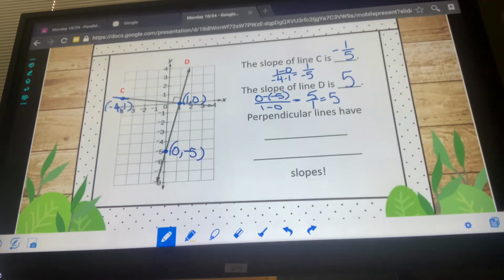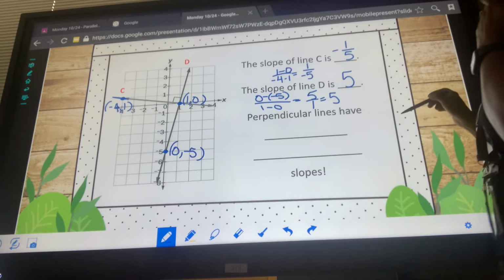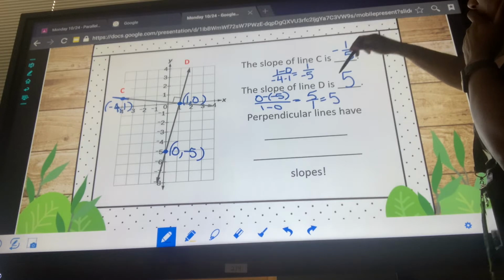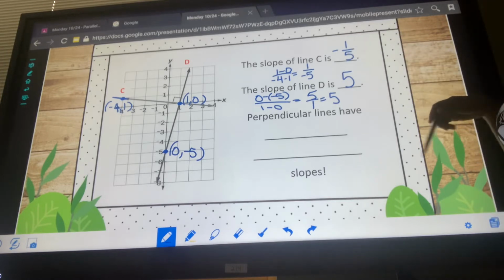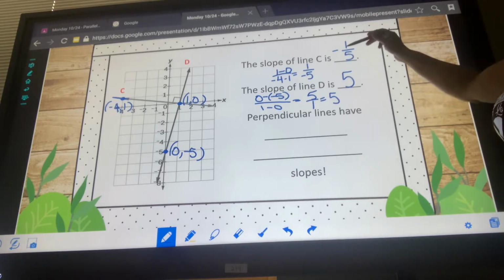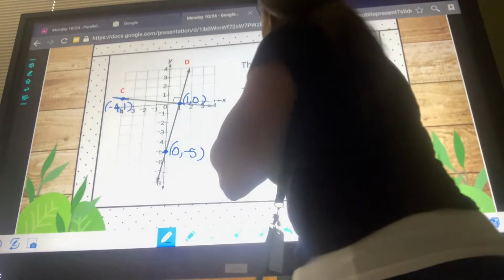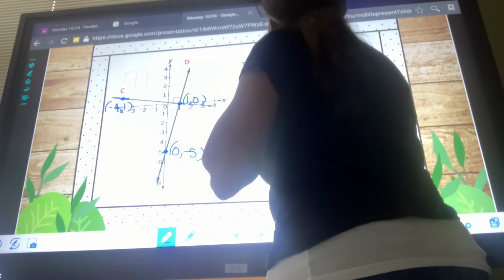Okay, now they're not the same slope. But let's take a look and see what we notice about these numbers. Okay, well, I noticed that this one is a negative and it's a fraction. This one is a positive and it's a whole number. So I see if one is negative, the other is positive, that means they are opposites. So that's our first word. We're going to have an opposite.